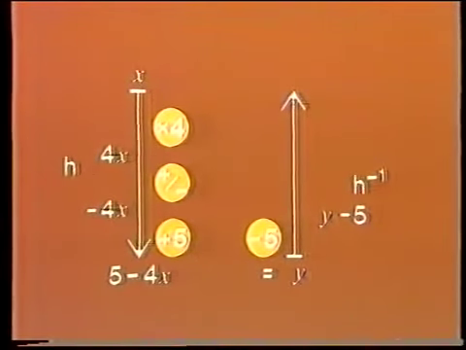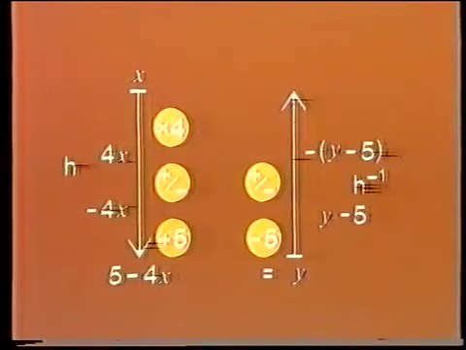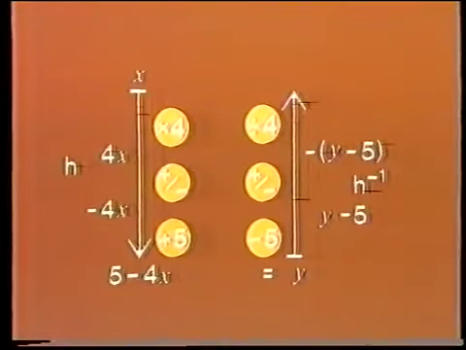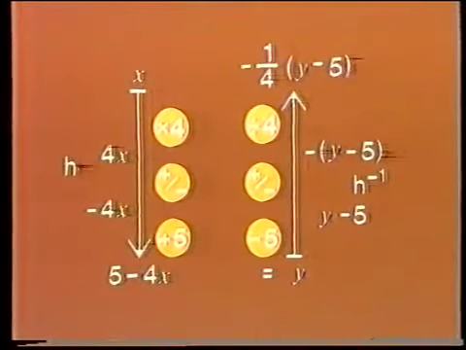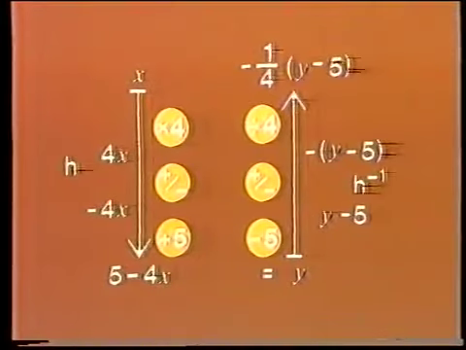Next, we have to reverse change of sign. Well, just change the sign back again. And that gives minus y minus 5. Lastly, reverse multiply by 4. That's divide by 4, or multiply by a quarter. So the final output is minus a quarter of y minus 5.